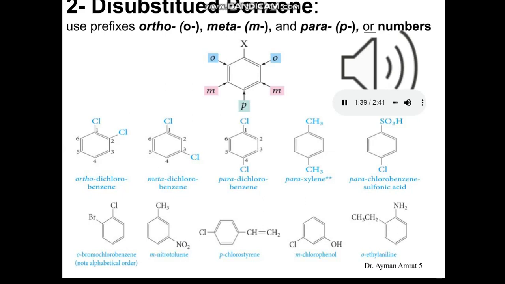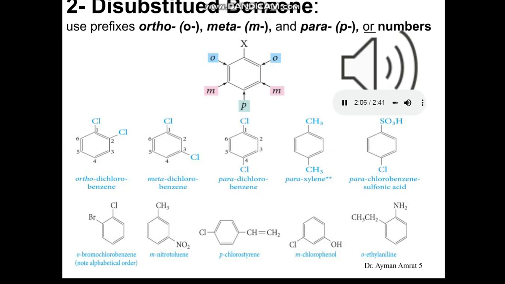For the second example, the methyl substituent makes it toluene, so treat the compound as a substituted toluene, with nitro on carbon 3, so meta-nitrotoluene instead of meta-nitromethylbenzene. In the third example, the two substituents are chloro and ethylene. Ethylene with benzene is called styrene, the common name, so the compound is para because it is on carbon 1 and 4, para-chlorostyrene.